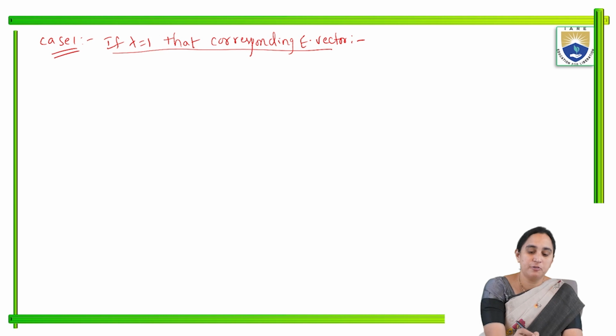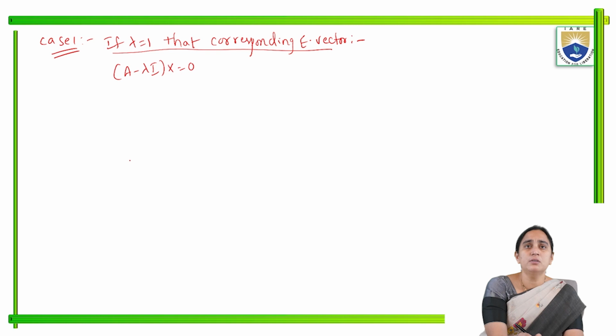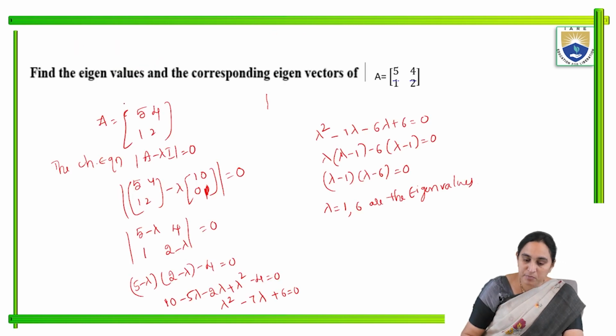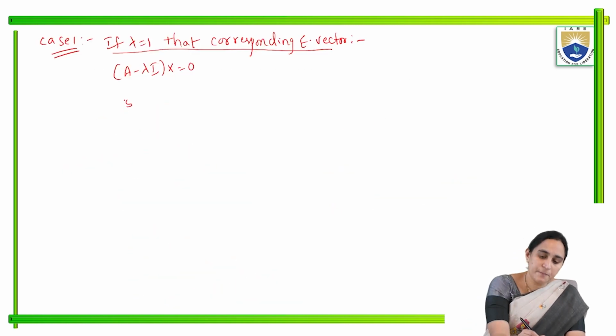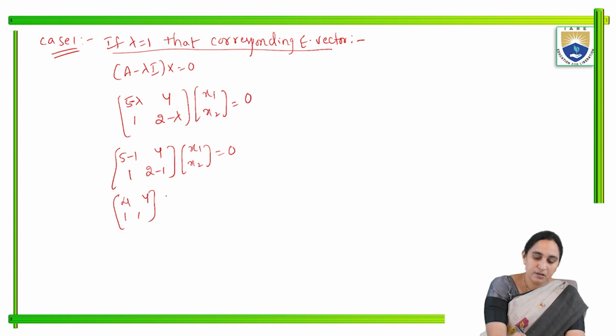The formula is (A minus lambda I) into x is equal to 0. Here, A minus lambda I is 5 minus lambda, 4, 1, 2 minus lambda into x1, x2 is equal to 0. What about the lambda value? 1. So 5 minus 1, 4, 1, 2 minus 1 into x1, x2 is equal to 0. That is 4, 4, 1, 1 into x1, x2 is equal to 0.